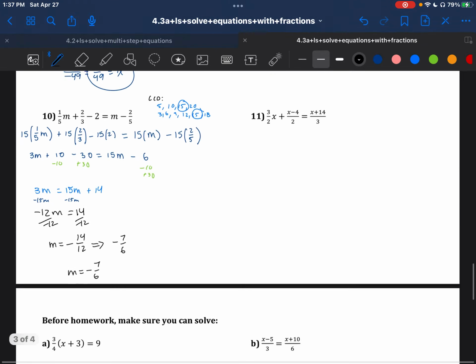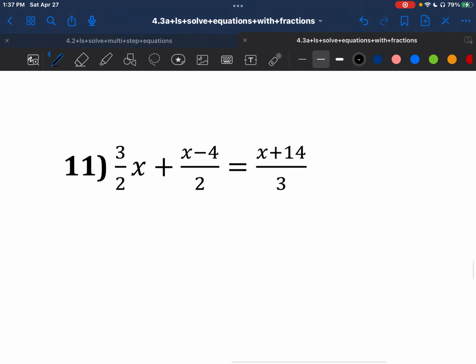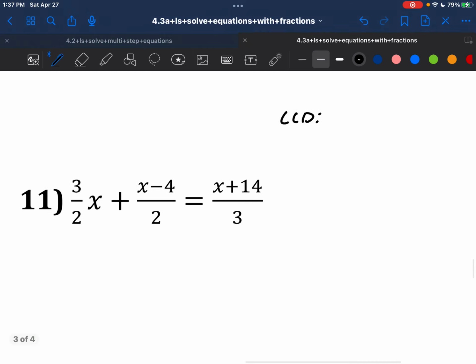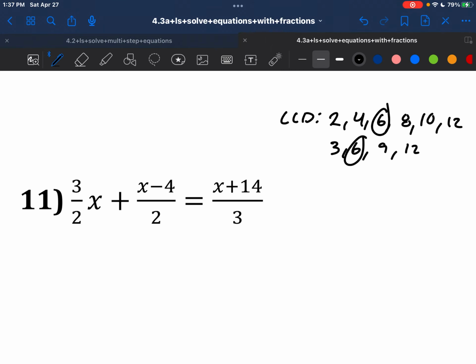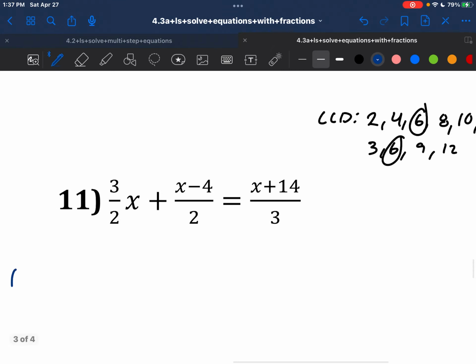Okay, nice. And then this one is the hardest one, but I think we can still do it. It's not terrible, just looks scary. So let's find the lowest common denominator. So 2, 4, 6, 8, 10, 12, and then we have 3, 6, 9, 12. Lowest one, 6 and 6. So let's times everything by 6.